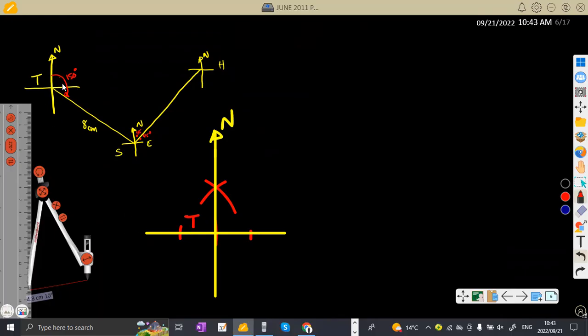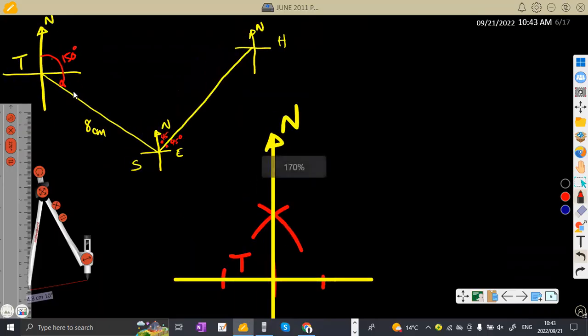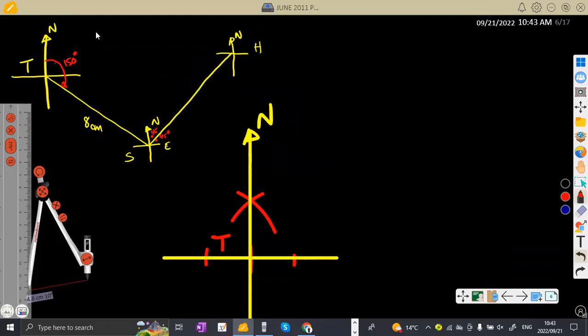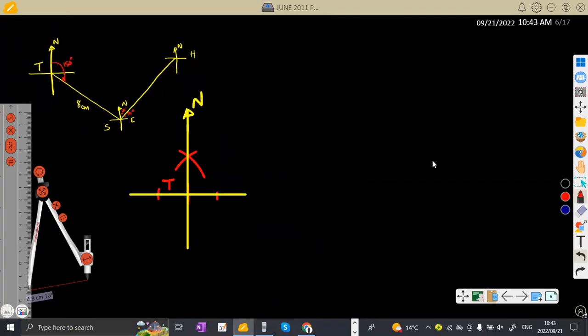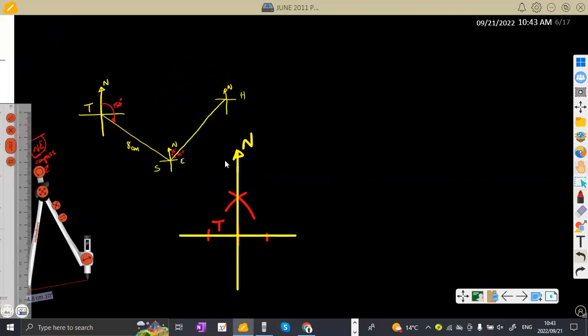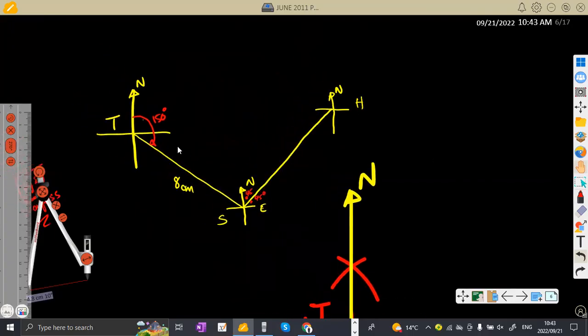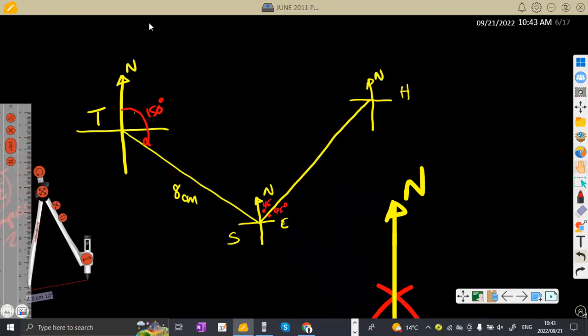But if we are to cross-check on our diagram, from 2 here, we are supposed to have 150 degrees. Okay, so 150 degrees, how are we going to construct the 150? That is the question now, this one that we are having here. We need this 150 degrees.